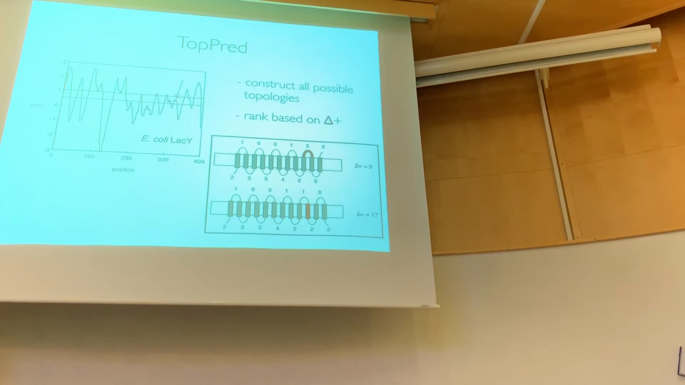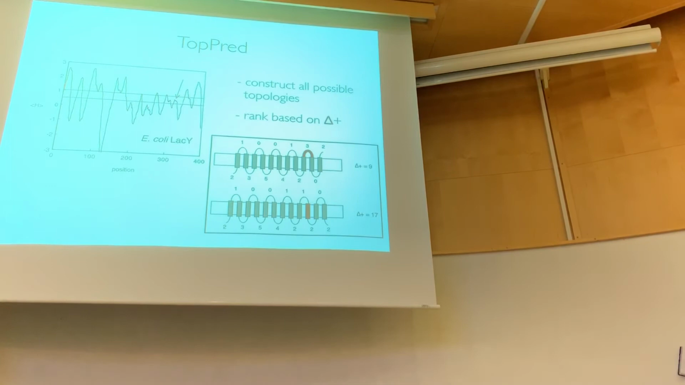So it doesn't look so great, right? But in this model, it's fine all the way. It's more positive charges on the inside all the way from the N-terminus to the C-terminus than it is on the outside. And the net bias is 9 here and 17 here. So if you have to put your money on one, you will put your money on this one, right? And in this case, it's the correct one.